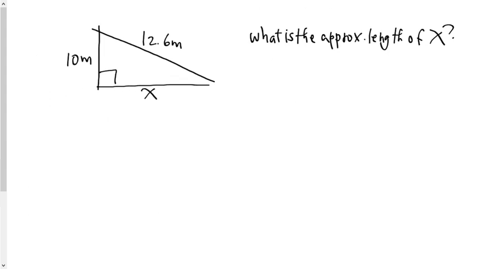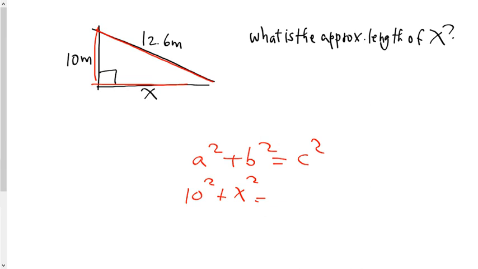Your first question says, what's the approximate length of x? Now, if you know that this is a Pythagoras question, you could start with the theorem a squared plus b squared equals c squared. Your a and your b are what are called legs. So therefore 10 squared plus x squared will equal the hypotenuse, which is c, or 12.6 squared.